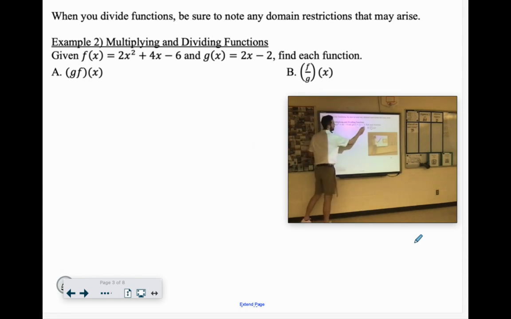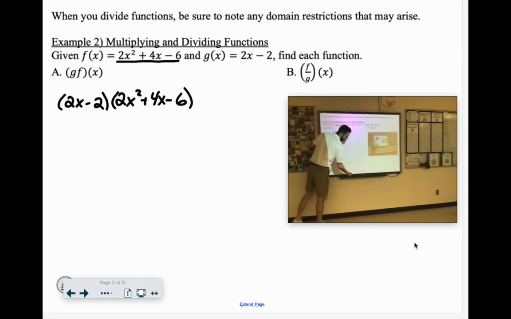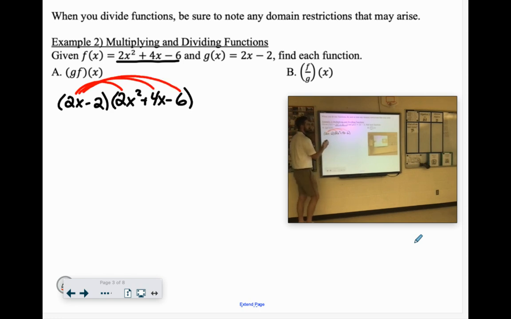So g is 2x minus 2 times the function for f, so times 2x squared plus 4x minus 6. Now when you're multiplying a binomial times a trinomial, you're just distributing everything from one side of the parentheses to the other. So let's hit them all with 2x first. That would give us 4x to the third, 8x squared, and negative 12x.